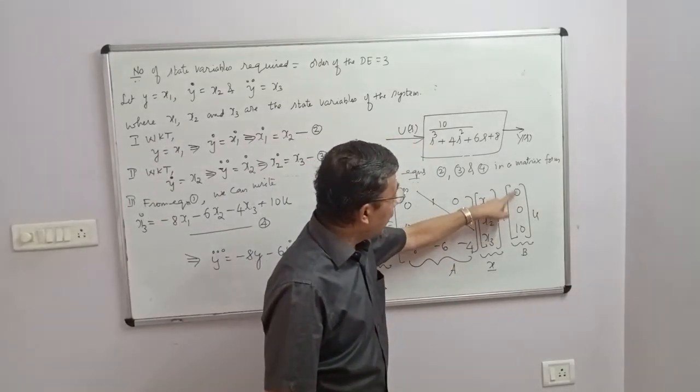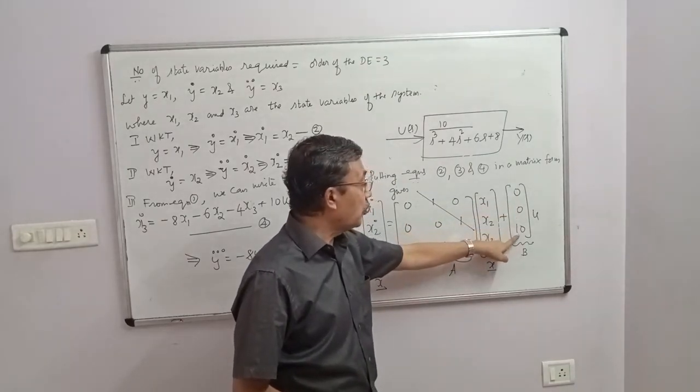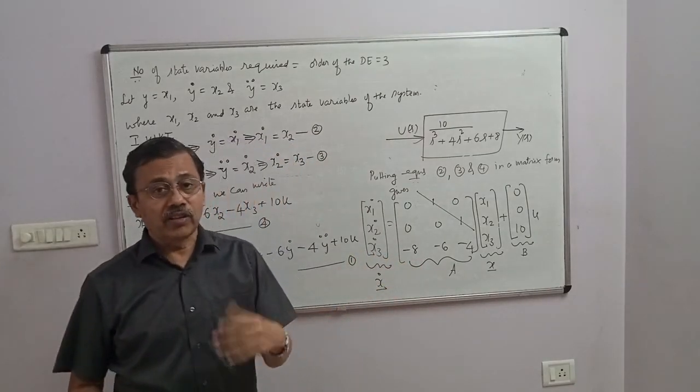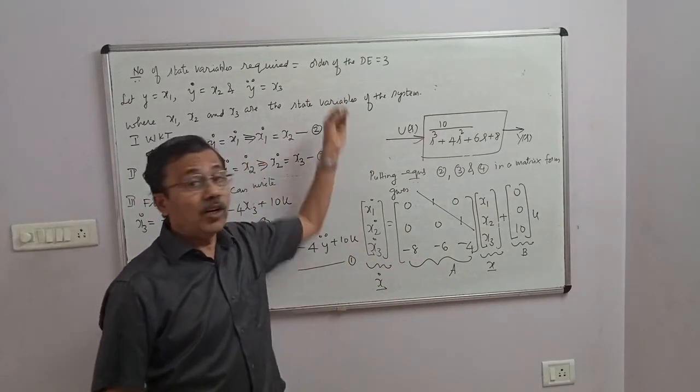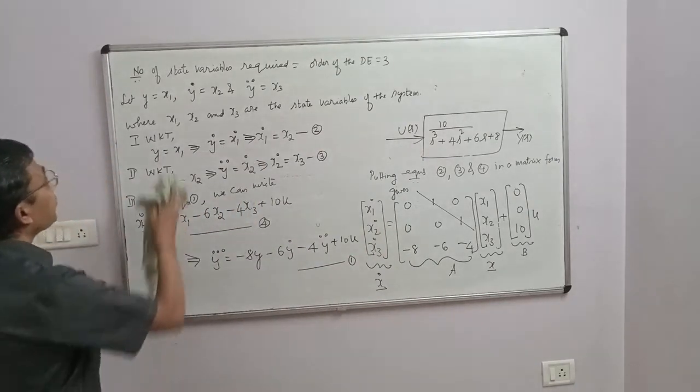And the first two elements of this column matrix must be 0, and this has to be the coefficient of u, which is 10. Directly you can write this, but in the examination the procedure is required, therefore you have to write the detailed procedure. Next I will go to output equation.